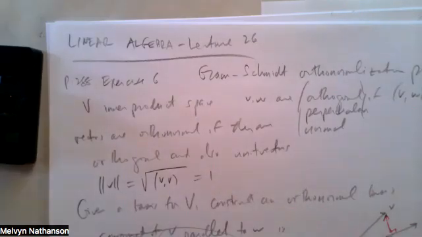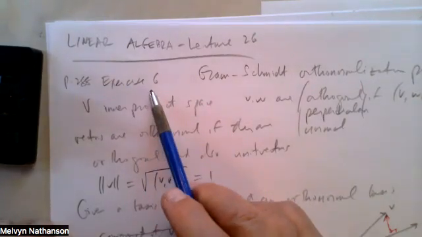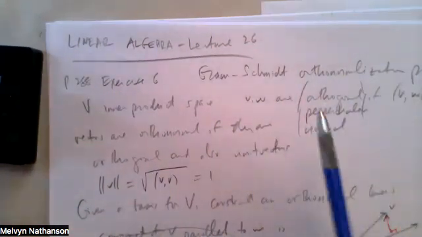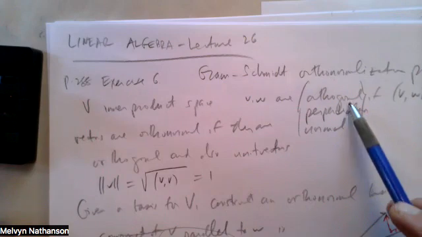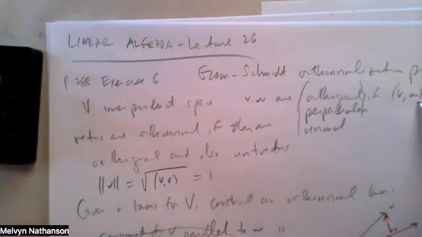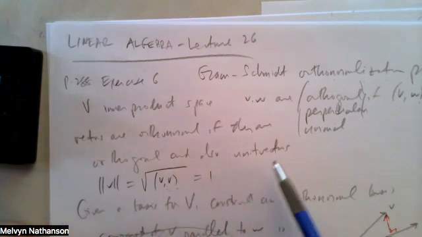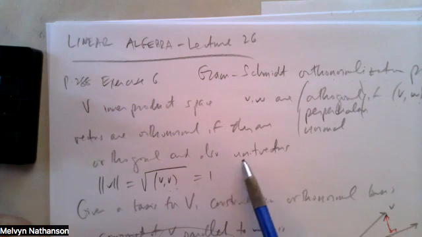So this is exercise 6 on page 288, the Gram-Schmidt orthonormalization process. Remember, vectors are orthogonal or perpendicular if their inner product is 0. The length of a vector is just defined to be the square root of the inner product of the vector with itself. And a unit vector is a vector whose length is 1. And given a basis V, we want to construct from that an orthonormal basis.